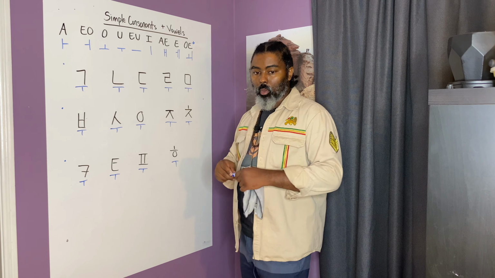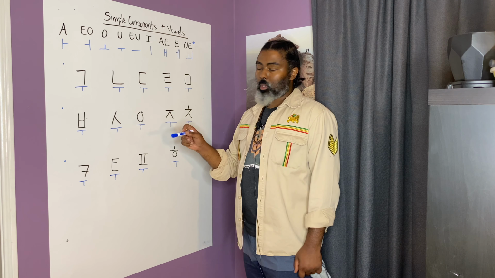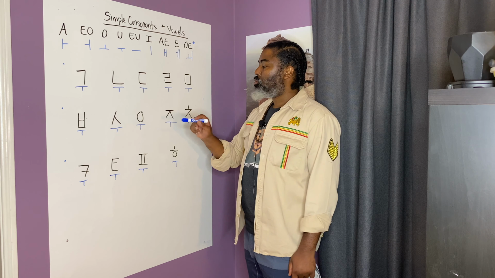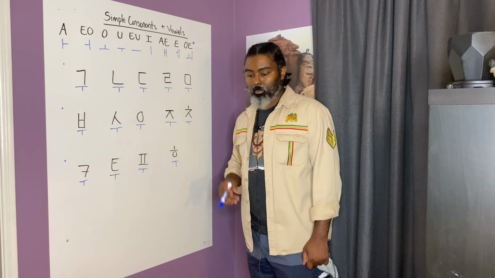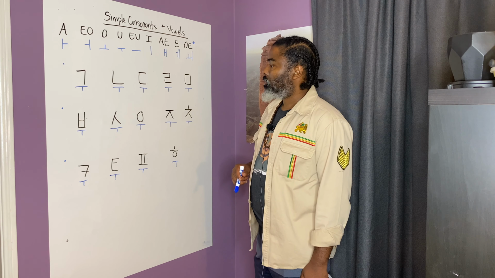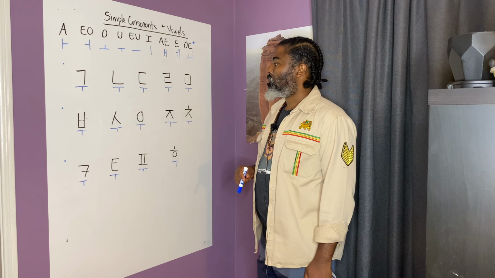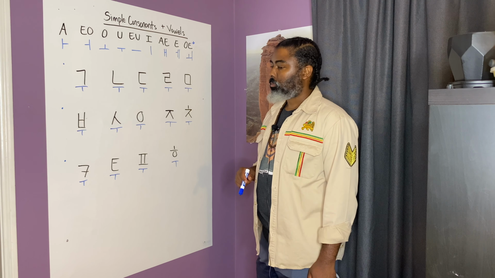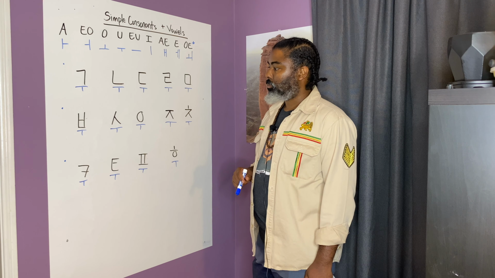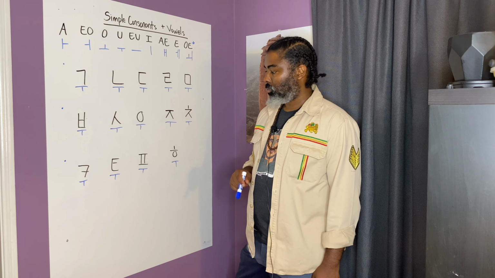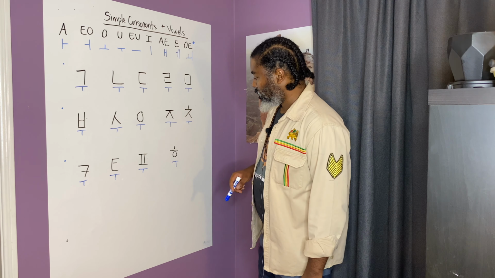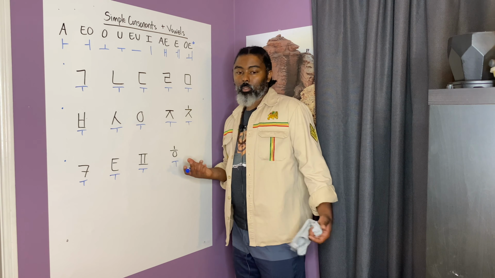All right, so I will go first. Gu nu du ru mu, bu su u ju chu, ku tu pu hu. Randy, your turn. Gu nu du ru mu bo bu su u ju chu ku tu pu hu. That's it. You got it.